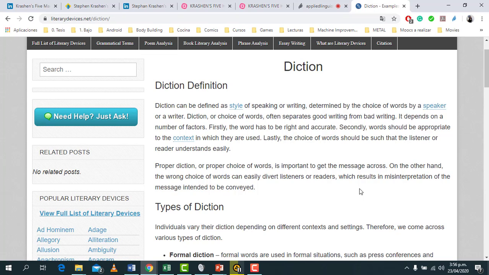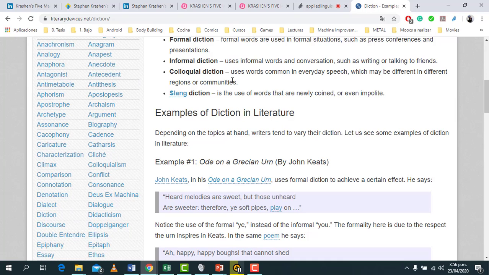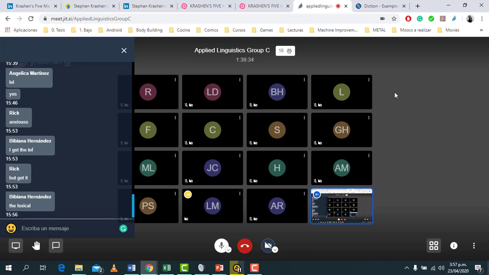So the diction is going to be the choice of words from the teacher or from the students in order to go on with the communicative process. Okay? The lexicon. Very good. Lexicon. Yes. So that is where we have formal, informal, and colloquial, and also slang. So that is going to be diction. Okay? Very good.